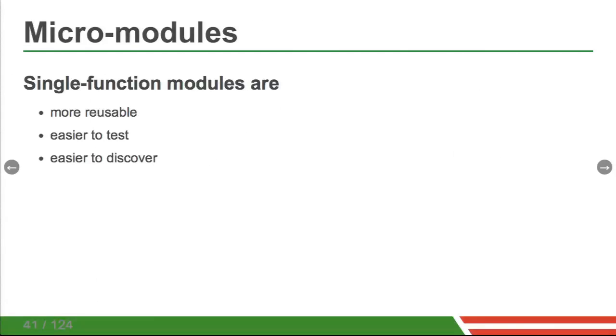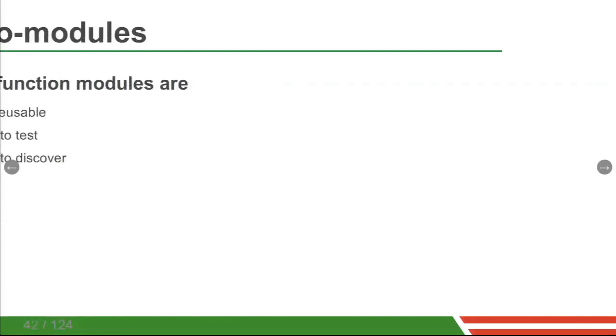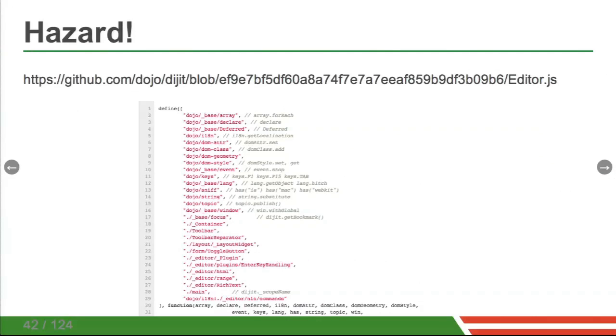I don't know how many times I've been on a project where I've reinvented a function that 3 other people have invented, because things aren't discoverable when they're hidden down in some huge monolithic file. So, of course, there's a hazard when you're working with micro modules, and here's a good example of the hazard.